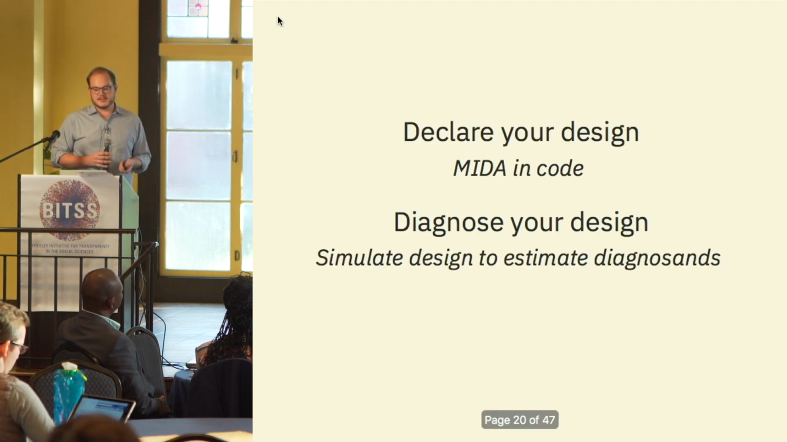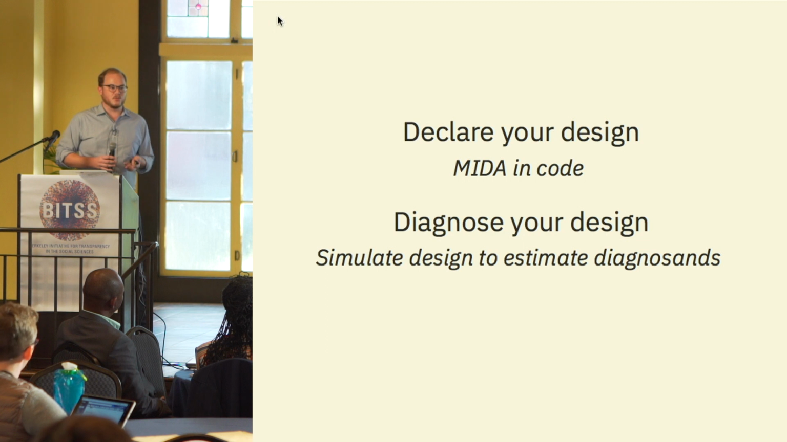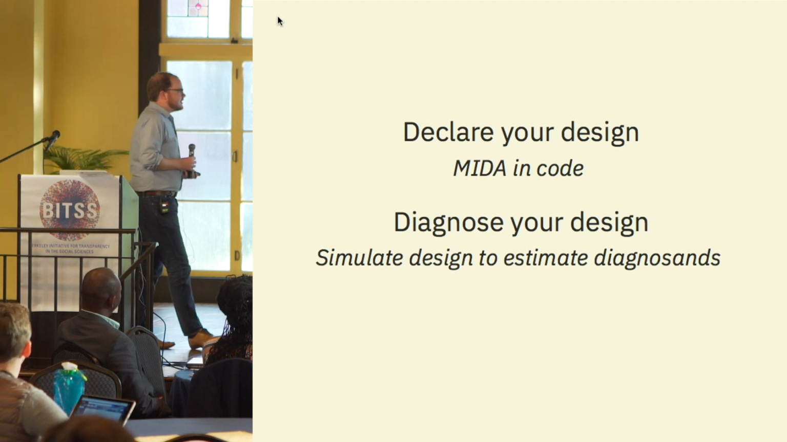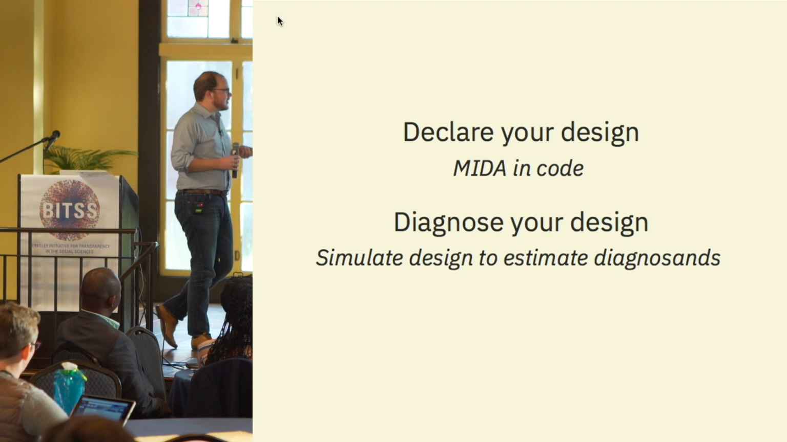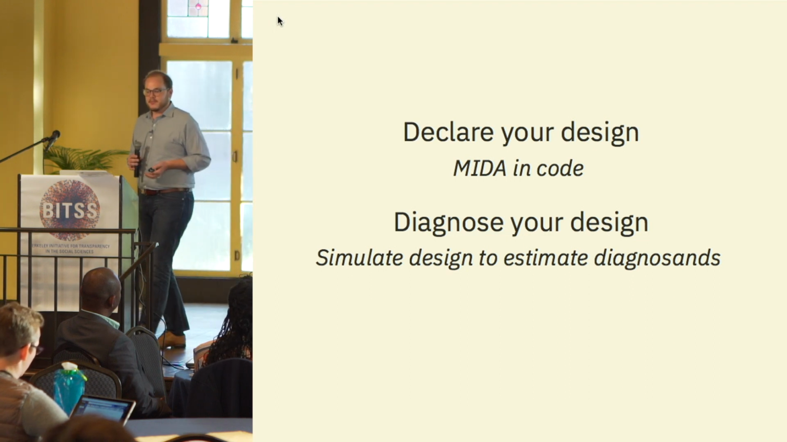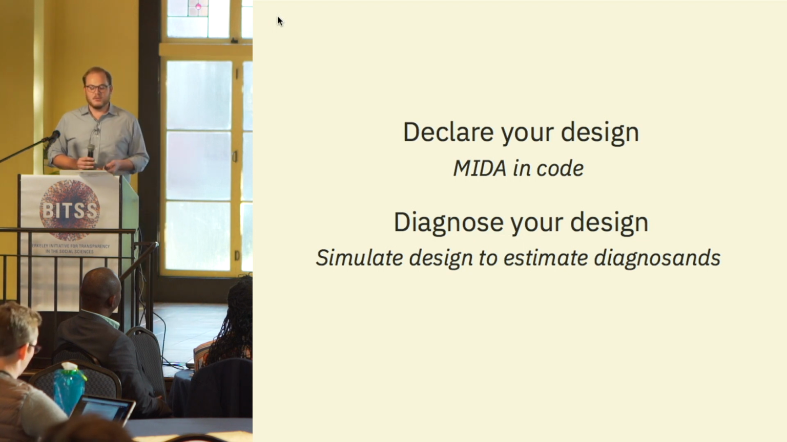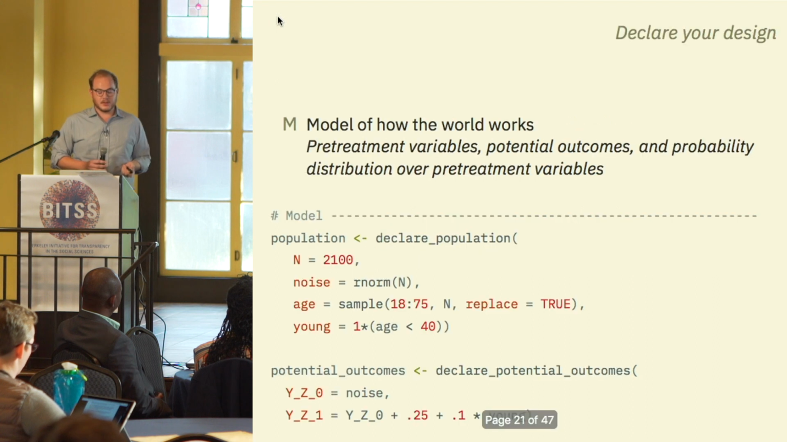Okay, so how do we use this then to help us choose better powered designs and to signal the quality of the design? We suggest that we do two things before we go out into the world and carry out our design. The first is to declare your design. And what that means is to take these model, inquiry, data strategy, and answer strategy and write out each of them in code. And the purpose of that is that then that enables you to diagnose your design, which just means simulating the design over and over again and estimating these diagnosands from the repeated simulation of your design.